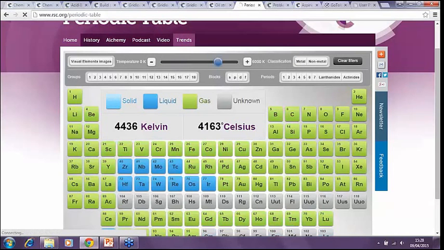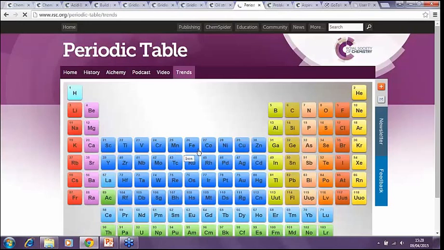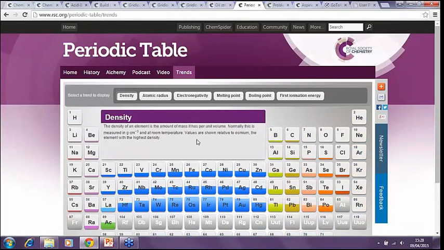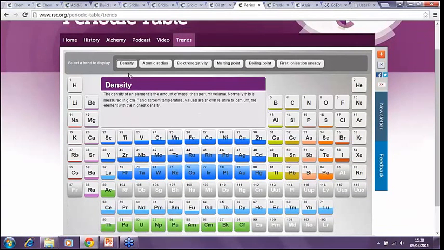Like I said, you've got podcasts and videos, but what you might find more useful is the trends tab here. Okay, so just taking a little second to load on your screen, I think. We just got a little delay. Okay, and what you can do here is you can look at different trends. So you've got density, and you can see it really visually displayed across the periodic table.